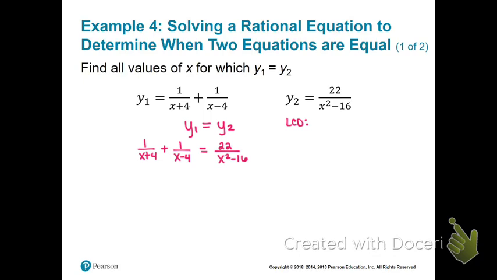So look at the second denominator. Can we do anything to it? X minus 4? I believe so. No greatest common factor. Two terms, but it's a minus. Is it a difference of squares? No, x isn't squared. Is it a difference of cubes? No, so I can't do anything to it either.